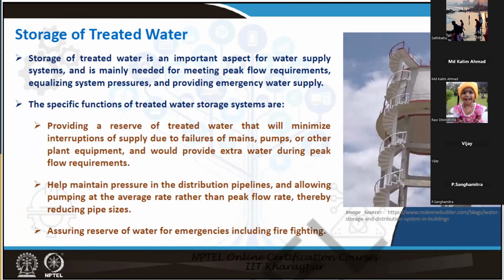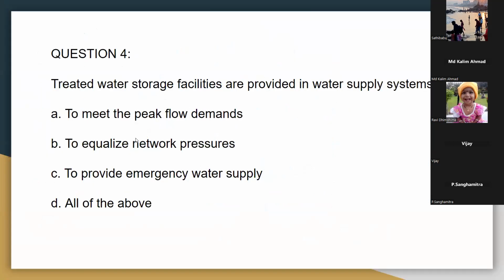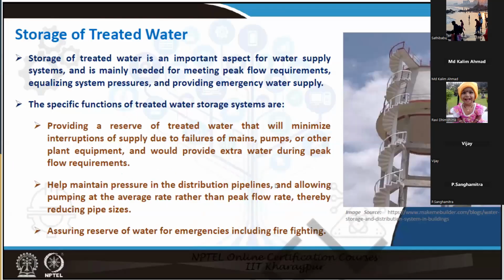Second one is to meet the demand requirement. Storage facilities are considered so that whatever requirement is there, it has to be met, particularly at the peak time. And third is to provide for emergency water supply. That would be for firefighting. So here, the options were covering all three of the main reasons why storage facilities are provided for treated water. First is to meet the peak flow demand. Second is to provide the water at an appropriate pressure level. And third is to provide water for emergency purposes.